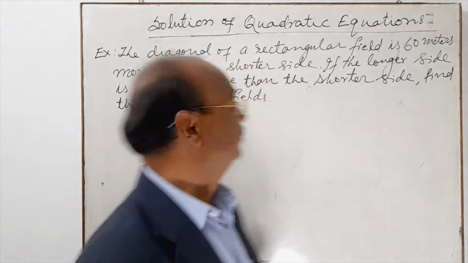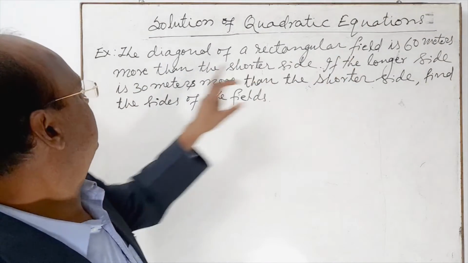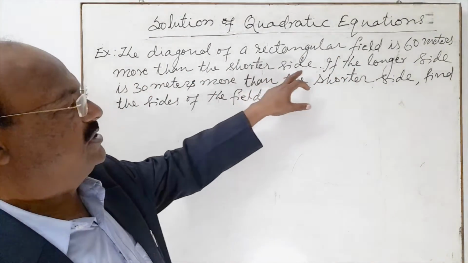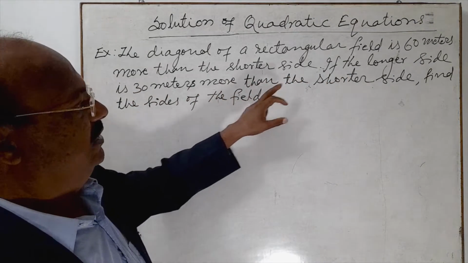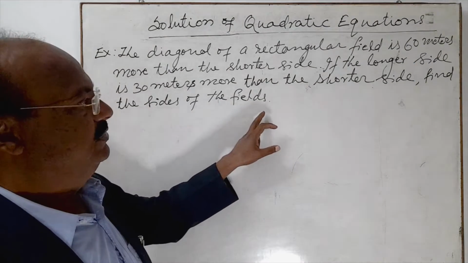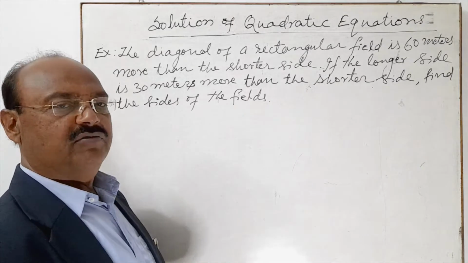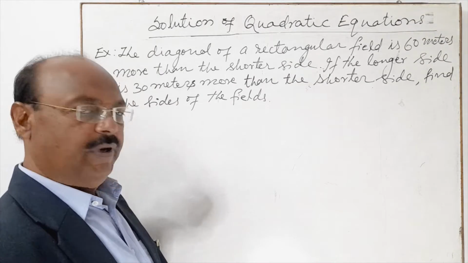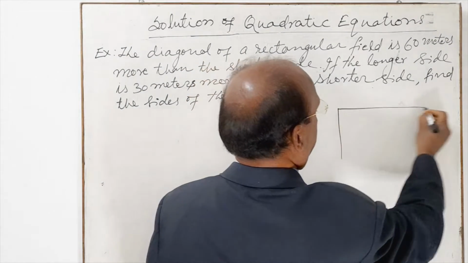The question is, the diagonal of a rectangular field is 60 meters more than the shorter side. If the longer side is 30 meters more than the shorter side, find the sides of the field. So first of all, try to understand the question. The question will be more clear with the help of a simple diagram. Let us draw a rectangle here like this.